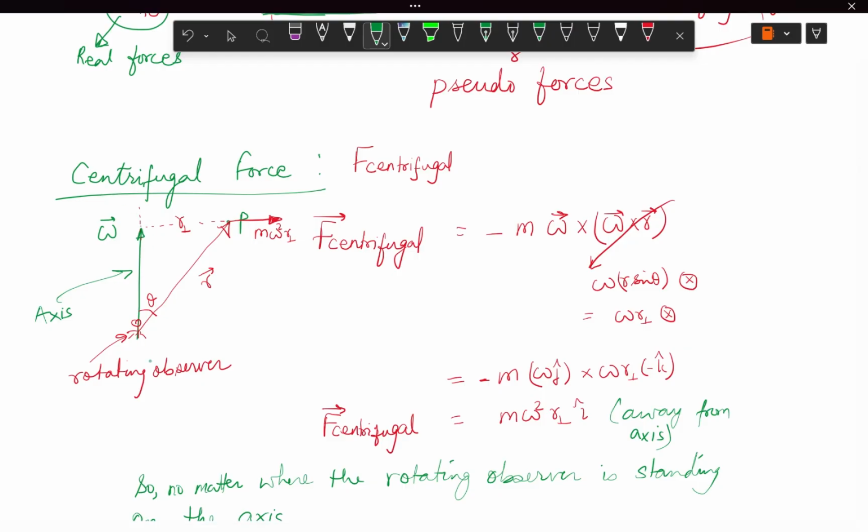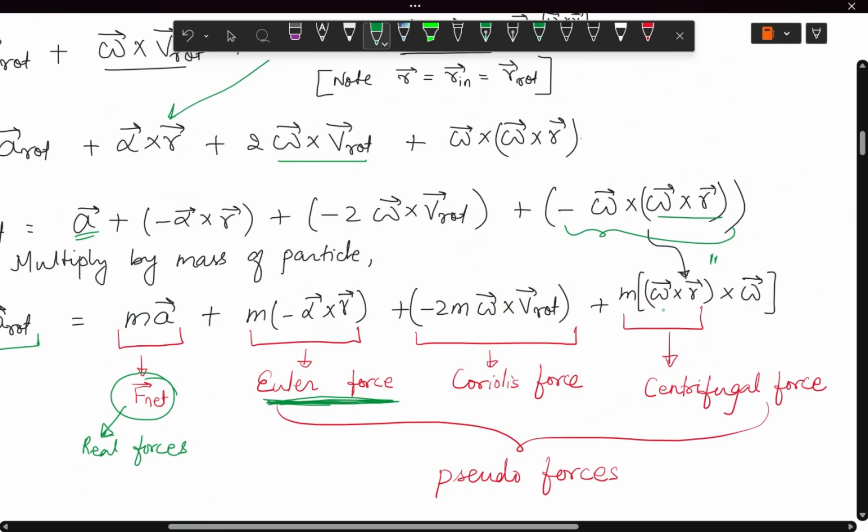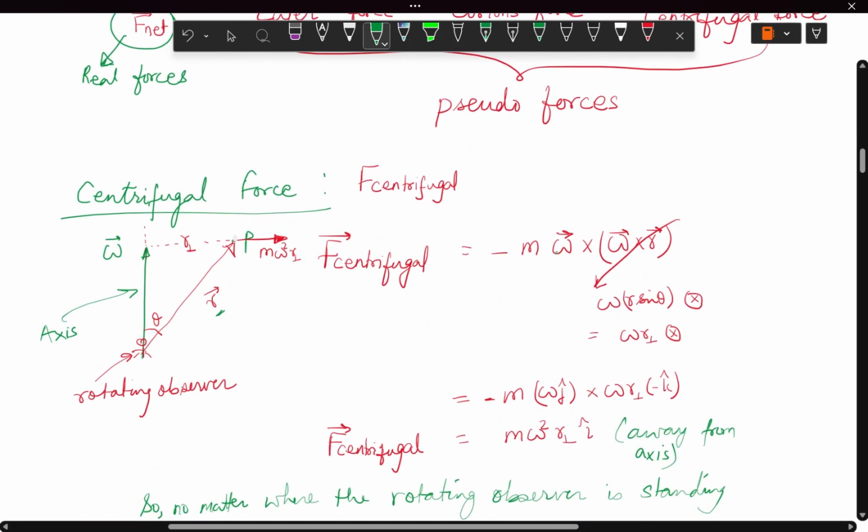So let's see that this observer is rotating, right? And he's lying on the axis. This observer can lie anywhere on the axis. And with respect to this observer, this is the particle's position he's measuring, and the position vector is r vector. So centrifugal force here is minus m omega cross r, this term. I have taken mass times this term as the centrifugal force: minus m omega cross r.